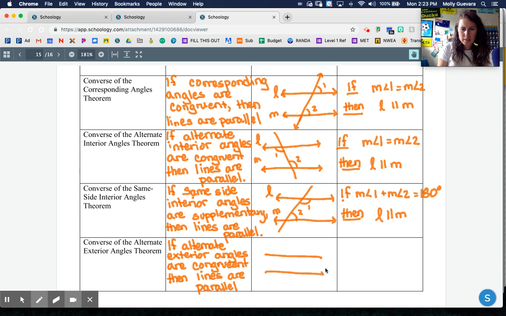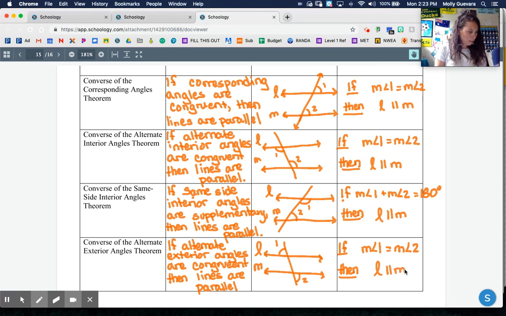There's two lines, right? Line L, line M, the line coming through. Okay, so this is angle 1, and this is angle 2. Those are alternate exterior angles. So this tells me if the measure of angle 1 equals the measure of angle 2, then I can say that L is parallel to M. So hopefully that's kind of making sense here.